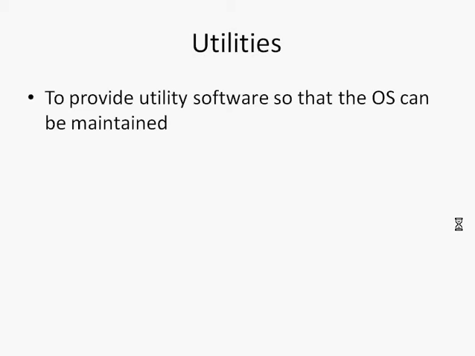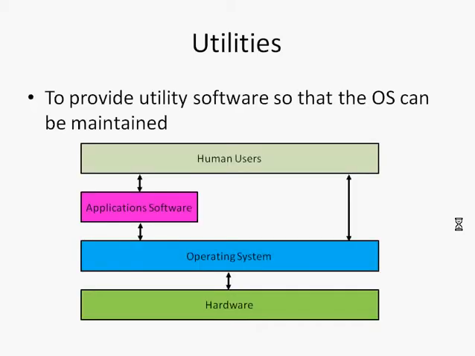The operating system needs to provide utility software so that it can be maintained. So how would this fit into a diagram? I think somewhere in there. Human users use utility software to be able to maintain and keep the operating system working well.